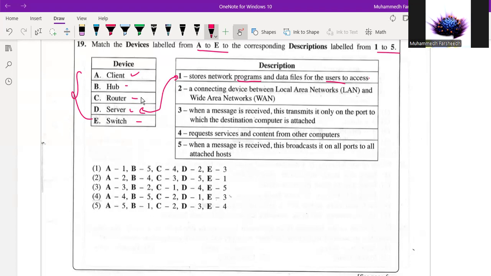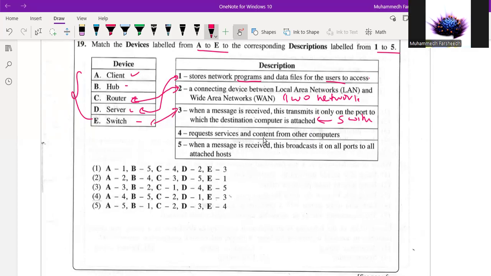You can have a local server in your place, or you can have a hosted server which is on the internet. A connecting device between a local area network and a wide area network. So it is connecting two networks. Okay, so that's of course a router. When a message is received, it transmits it only to the port to which the destination computer is attached. So this is a switch, which intelligently switches the packet only to the destination computer. In contrast with hubs, which send the data all over the network. So that's going to be a switch here.